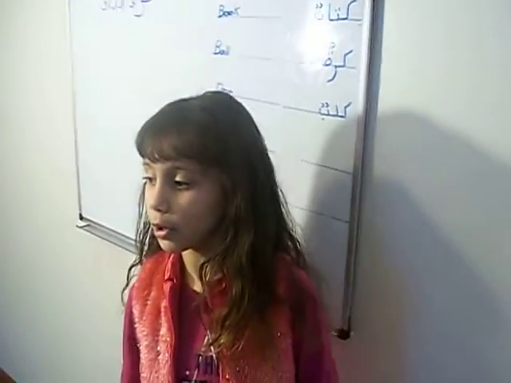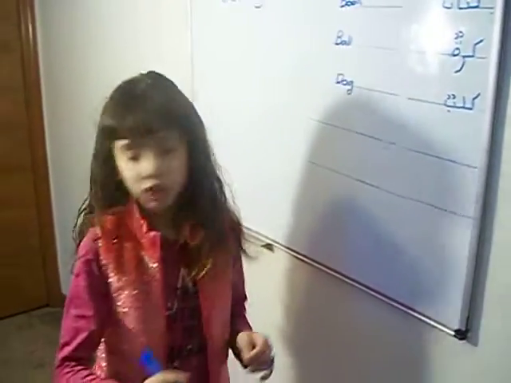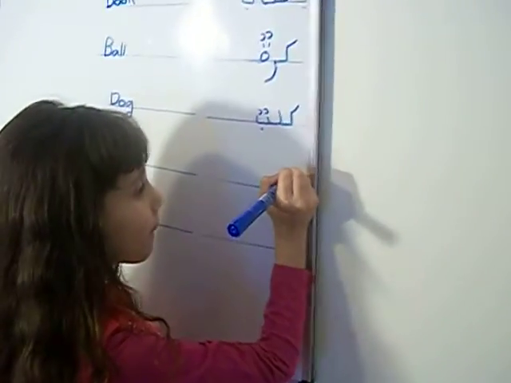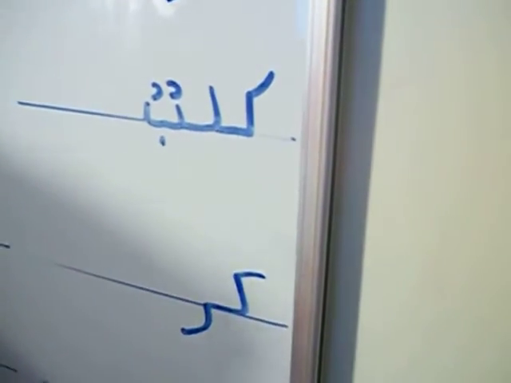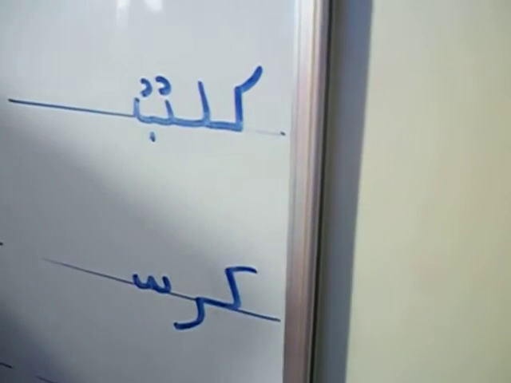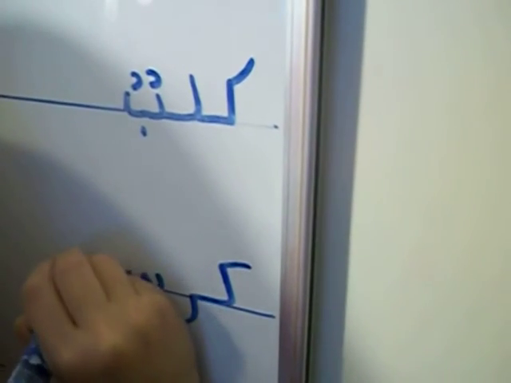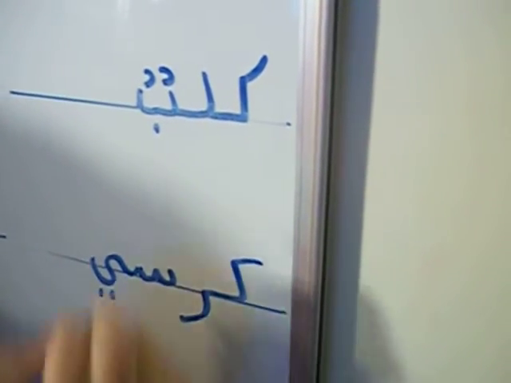Our fourth word is كرسيون. كرسيون is chair.